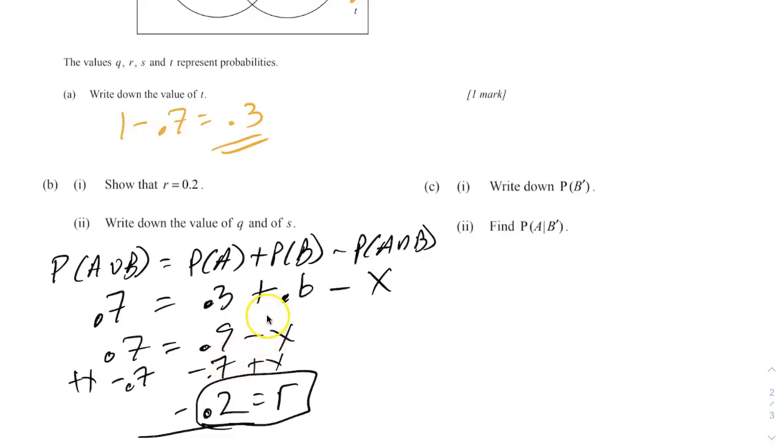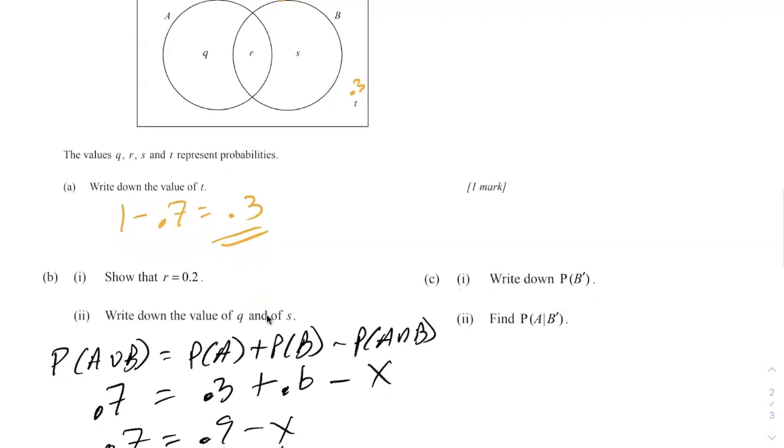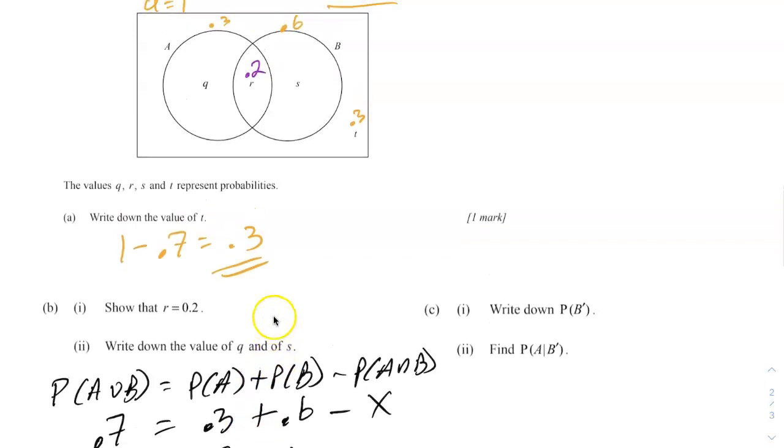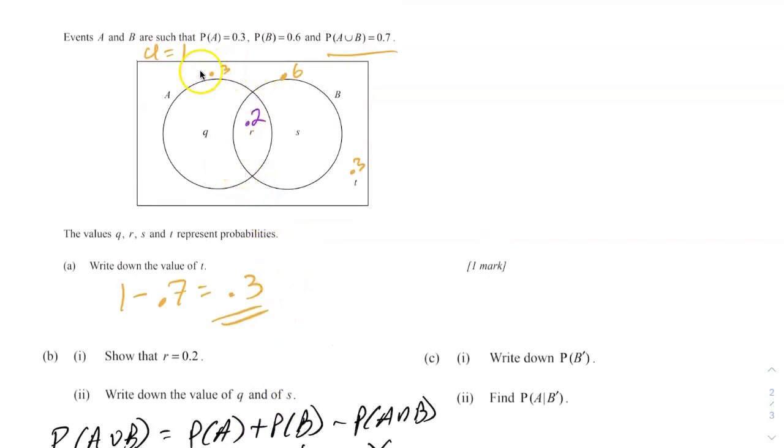Let's erase that x. So r is 0.2. So go back up here, plug in 0.2. And now they want to know what Q and S are. Well, go back to this thing, right? If the whole circle is 0.3 and the inside is 0.2, this must be 0.1. And then likewise, 0.6 minus 0.2 is 0.4.